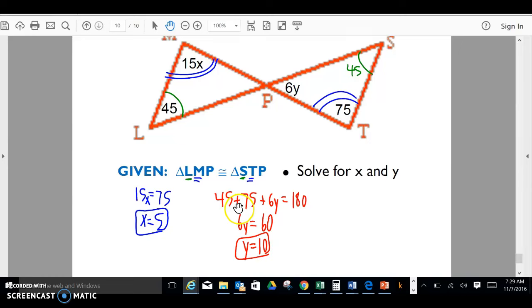And I got 6y by adding 45 and 75 and subtracting it from 180. That gives me 60 on the right-hand side, and 6y is left on the left-hand side. So we get 6y equals 60. I divide both sides by 6, and I get y equals 10.